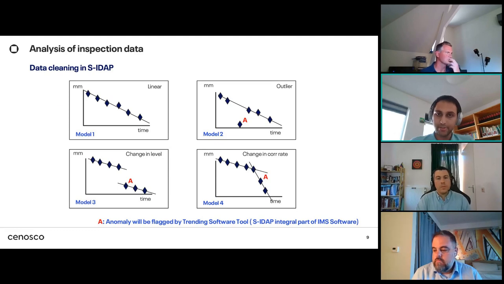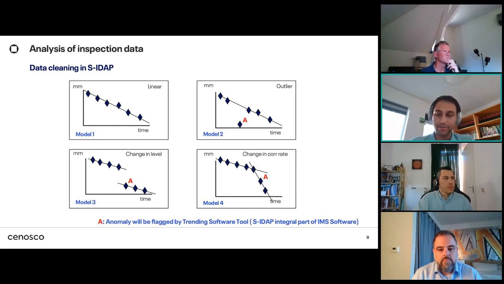To get to that point, the very first step when you're working with a huge amount of data is, of course, to clean the data to ensure that you are working with good data. So the first step was data cleansing within the SIDAP, which is nothing but the Shell inspection, design, analysis, and plotting module, which is used for bulk data analysis.